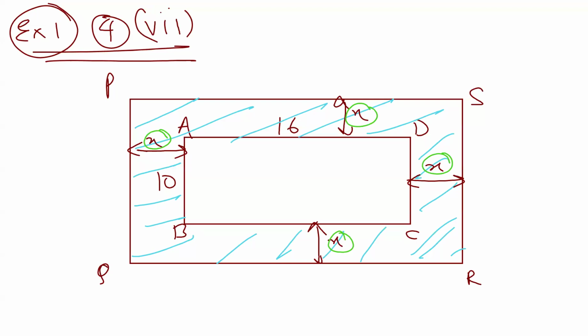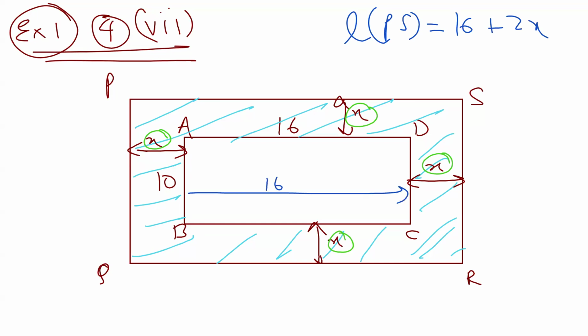So now guys tell me what is the length of PS, which is a new length. The length of PS will be 16 plus 2x. How? Now this much is 16. This is x and this is x. So it will be 16 plus 2x. You got the point, everyone? So the new length is 16 plus 2x.